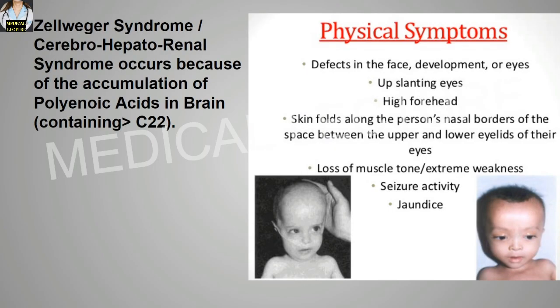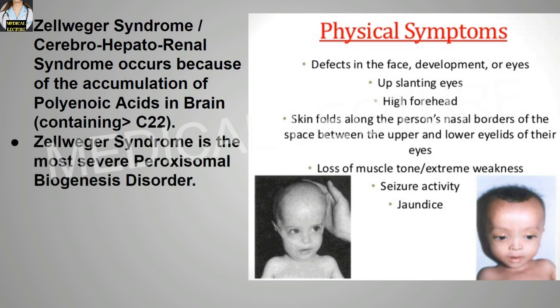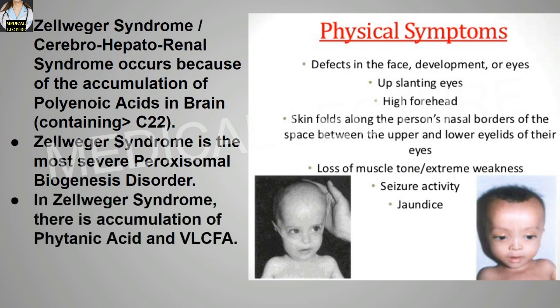Now the Zellweger syndrome, or the cerebrohepatorenal syndrome. This syndrome basically occurs because of the accumulation of polyenoic acids in the brain containing more than 22 carbons. Zellweger syndrome is the most severe peroxisomal biogenesis disorder. In Zellweger syndrome, there is accumulation of phytanic acid and very long chain fatty acids. And as you can see here, these are the symptoms of Zellweger syndrome.